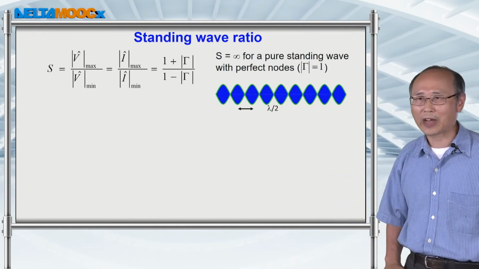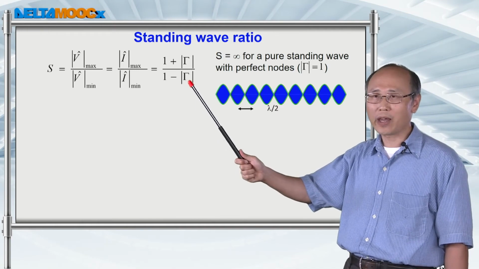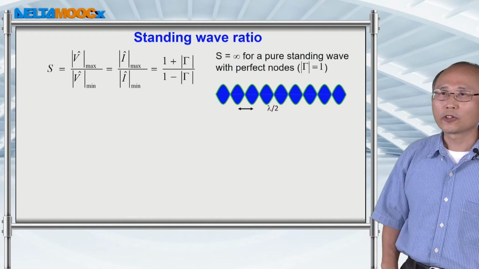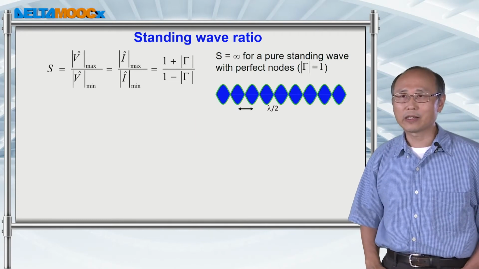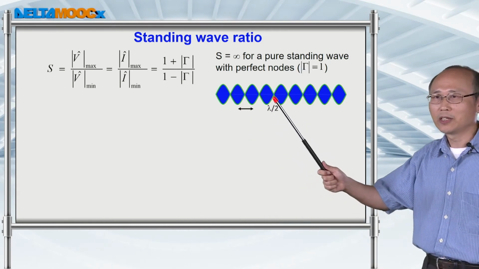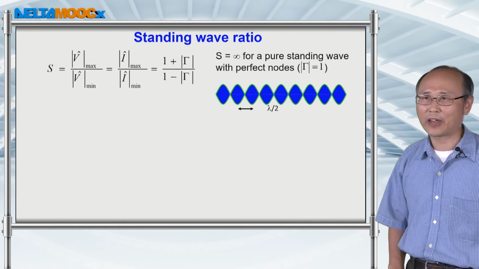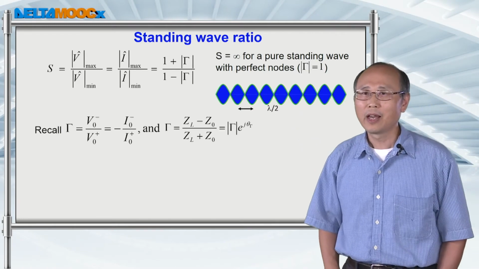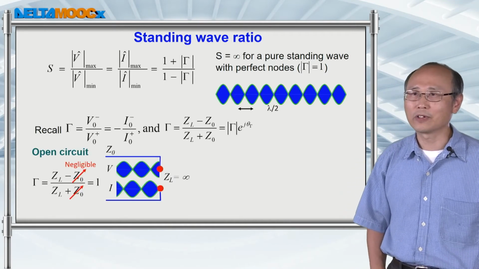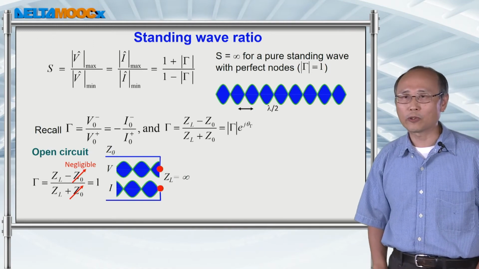For example, if we have 100% reflection, so the magnitude of gamma is equal to 1, or gamma is minus 1, then you end up having S equal to infinity. So it tells you that on the line, there will be a perfect standing wave with 100% contrast. At the null, you are going to have 0 value. This is the perfect standing wave. Now I can give you two examples for the perfect standing wave with the standing wave ratio equal to infinity.